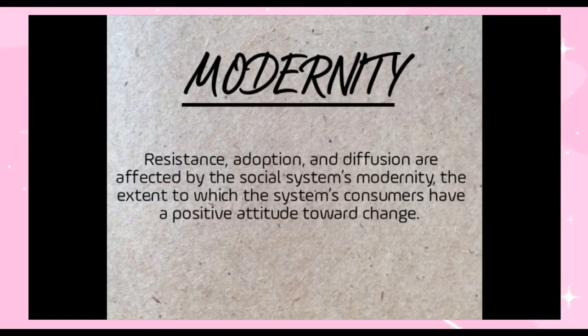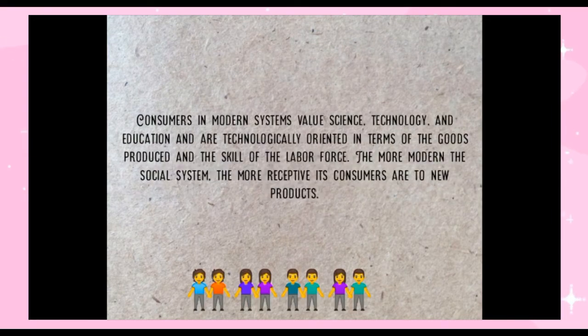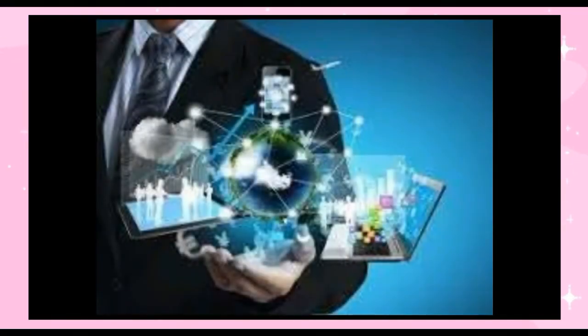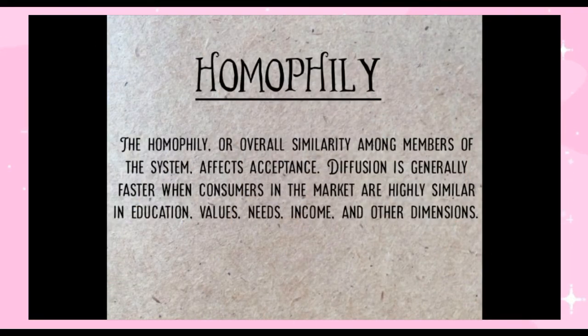Characteristics of the social system. Modernity, resistance, adoption, and diffusion are affected by the social system's modernity, the extent to which the system's consumers have a positive attitude toward change. Consumers in modern systems value science, technology, and education and are technologically oriented in terms of the goods produced and the skill of the labor force. The more modern the social system, the more receptive its consumers are to new products. Modernity is the ability to move a step towards a constantly changing world, and consumers are more receptive to innovative products that offer a better version. Also, in modernity, people do not base on who invented, but someone has to be the first to make the product better. Homophily. The homophily, or overall similarity among members of the system, affects acceptance.